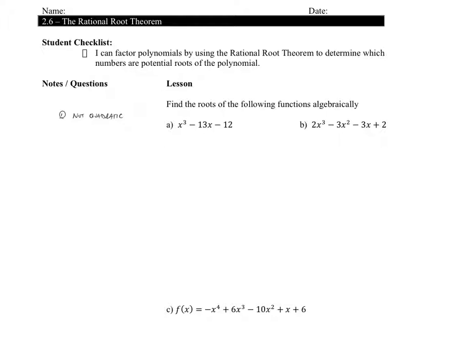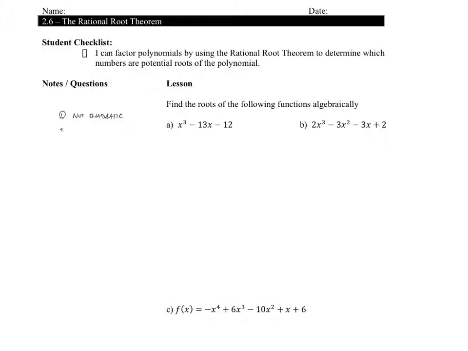We would like this to be a quadratic if we're going to use the factoring method, right? Because normally we're very used to saying, well, let's take negative 12 and 1, multiply them, list our factors of negative 12, and find which of those numbers add up to negative 13. That won't work here because we're not trying to find the factors of a quadratic. This is a cubic.